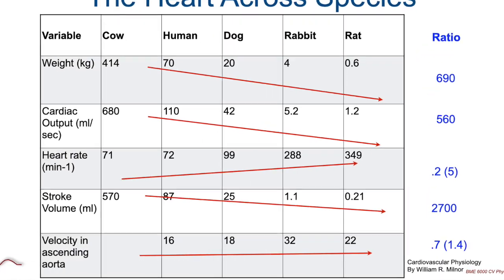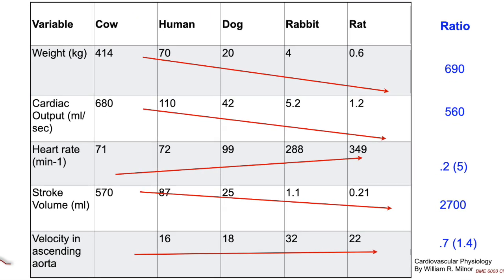But this chart here is kind of fun, I think, to look at, because it starts with the cow, and you've seen a cow heart, so you have some sense of what that involves, and then a human heart, and then a dog heart, a rabbit heart, and a rat heart. So this spans the spectrum of all mammals in this case. And we see the weight going from something in the range of 400 kilograms down to around half a kilogram, and that's a decrease as we go from the larger species to the smaller species, no surprise there. The cardiac output, as we'd also expect, also goes down.